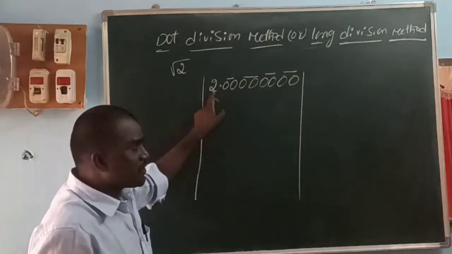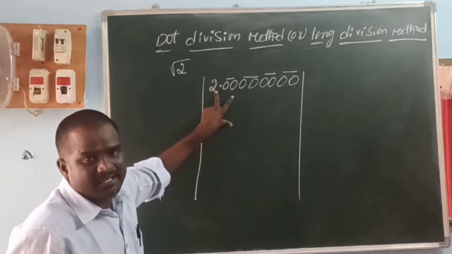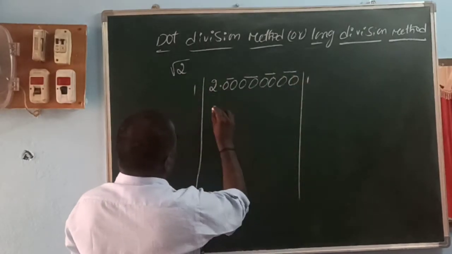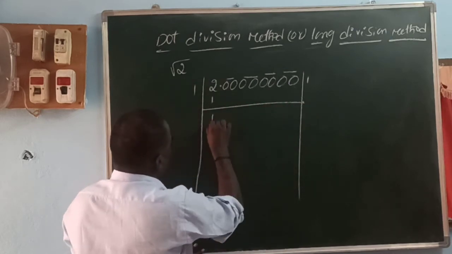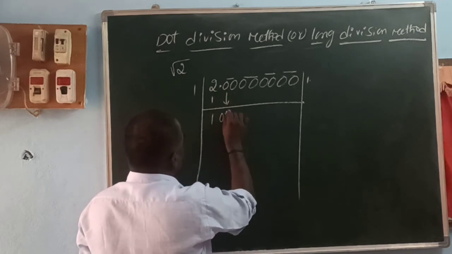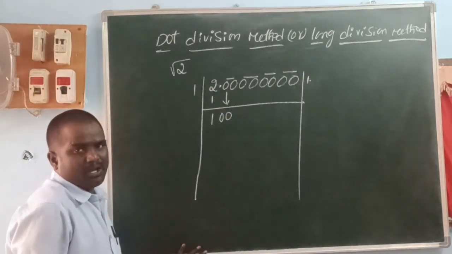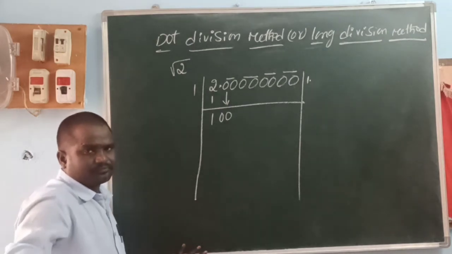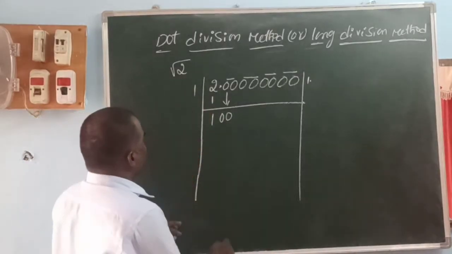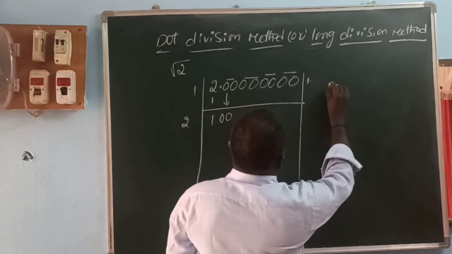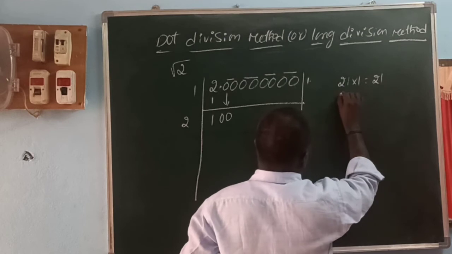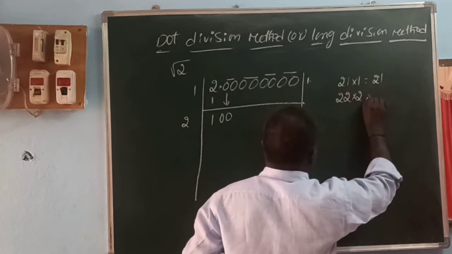Here the 2 is nearest to which perfect square? 1. Okay, the 1, how can we write? 1 times 1, so that means we can divide with 1, that is 1. Here, since there is a point, here also we can put the point. Next draw one dot. That is how much you can get? 100. Next one, double of 1? 2. After the 2 you can put 1. 21 times 1 is 21. 21 is not satisfied.